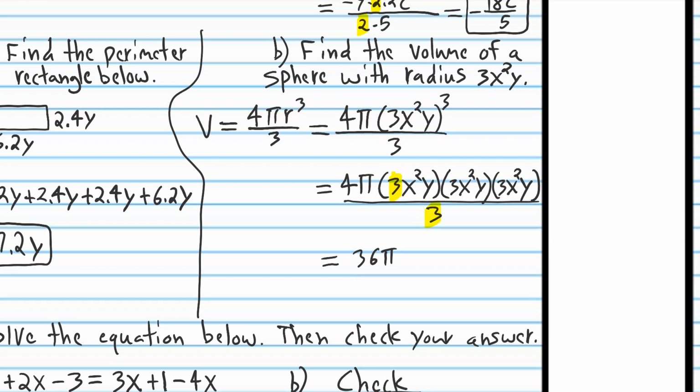And x squared times x squared times x squared is x to the 6th. And y times y times y is y to the 3rd. And the fraction goes away because this 3 disappeared. There's nothing in the bottom. So we don't need the fraction anymore. Technically, we could write all that stuff over 1, but we just don't need to. So we can just rectangle that.